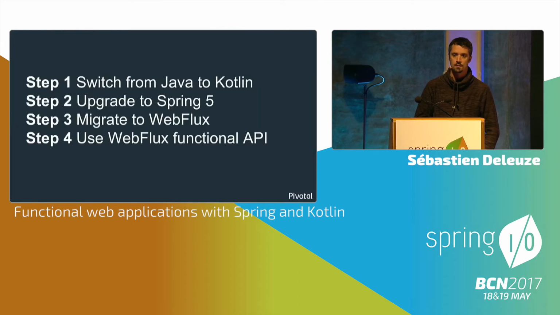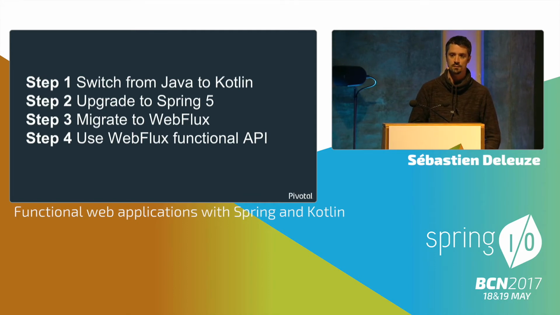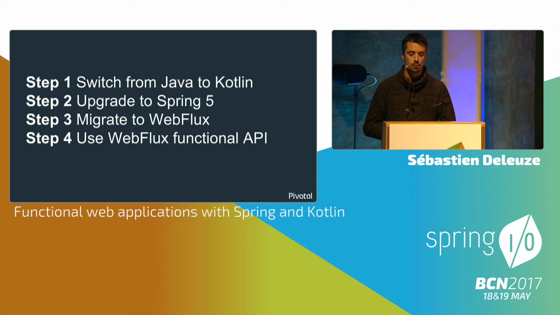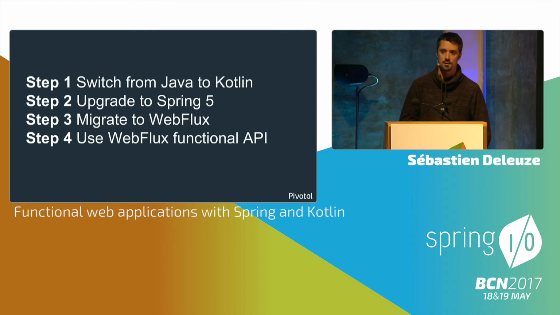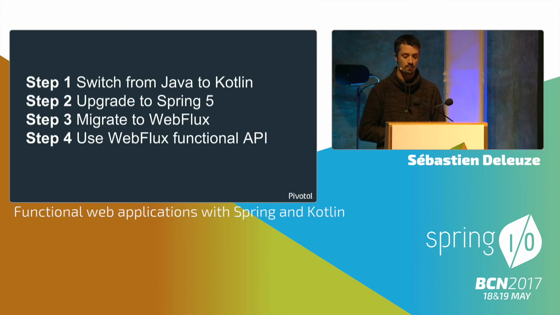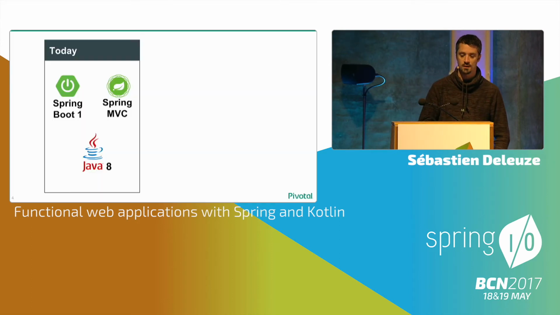So we have quite a lot of topics to see today, so we are going to split this talk in 4 parts. We are going to talk about 4 steps: beginning to switch from Java to Kotlin, then leverage the Kotlin support there is in Spring Framework 5, migrate to WebFlux, and then use the functional API of WebFlux. So the first step is switching from Java to Kotlin.